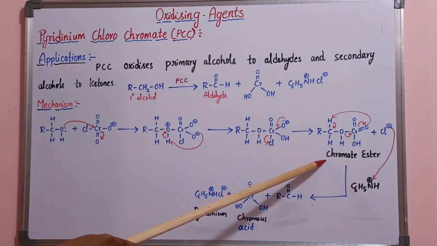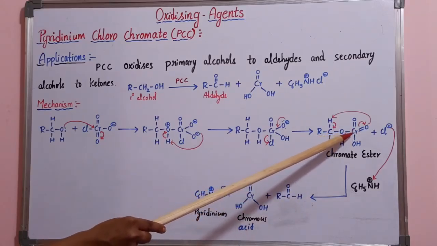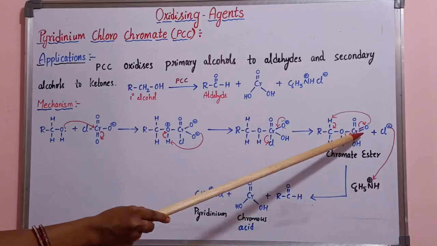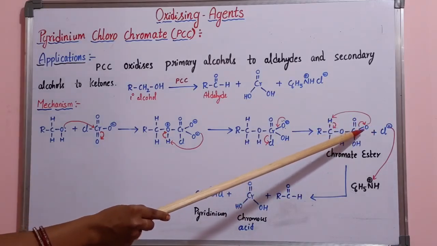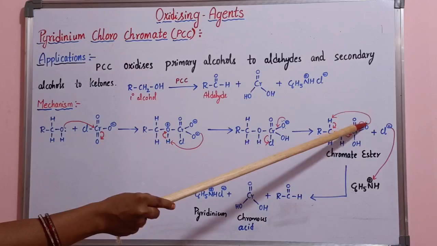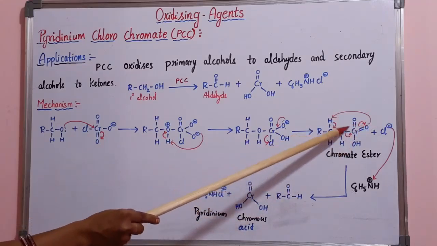So next, I am cleaving the bond between oxygen and chromium, shifting the bonded electrons towards chromium. Whenever you are shifting this bond, I am shifting this other bond also, the double bond, the pi bond between chromium and oxygen, towards oxygen. So whenever you are shifting the bond, oxygen gets a negative charge and this bond is cleaved.